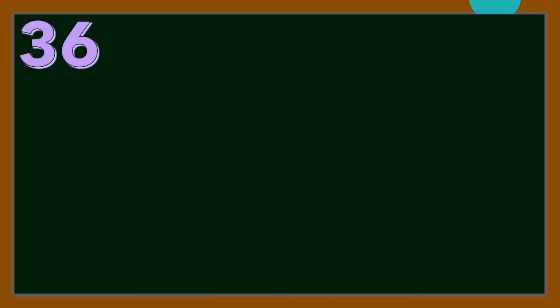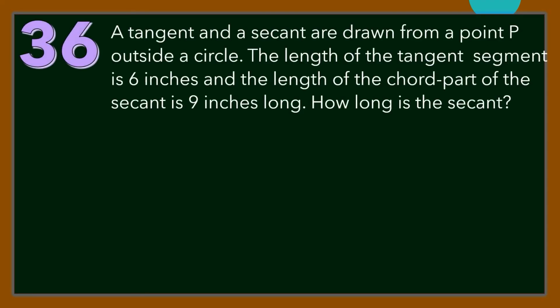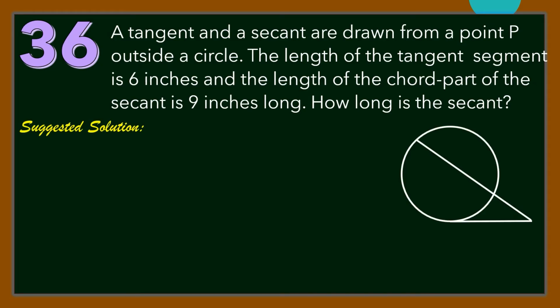Number 36. A tangent and a secant are drawn from a point P outside a circle. The length of the tangent segment is 6 inches, and the length of the chord part of the secant is 9 inches long. How long is the secant? Here is our suggested solution. Let us draw a diagram showing the given information from the problem.